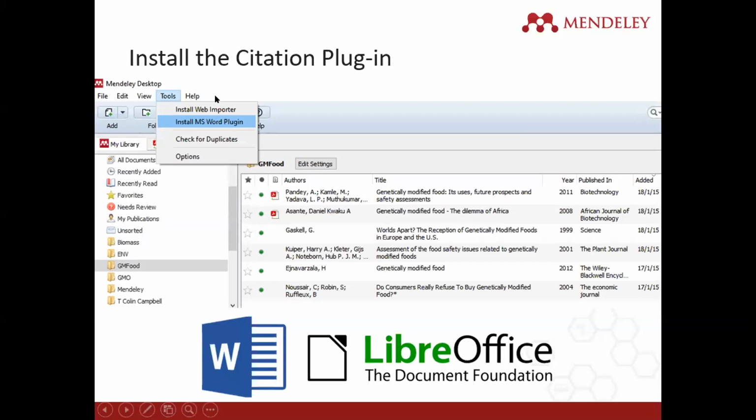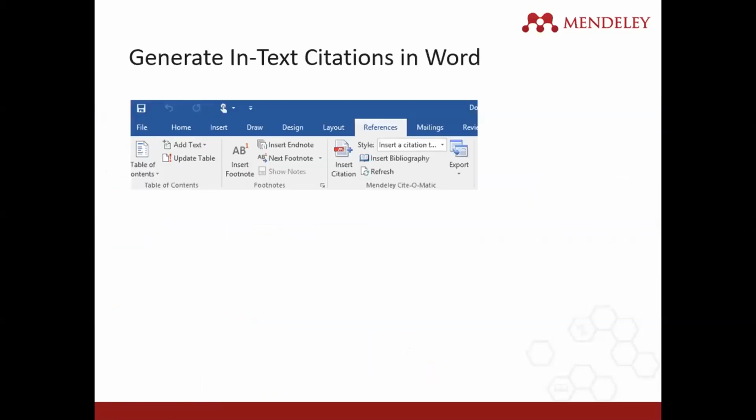So the only way to add this is through Mendeley Desktop. Okay, Mendeley Web doesn't have this feature. In Mendeley Desktop, under Tools, you just click Install Microsoft Word Plugin. Then you open up your Microsoft Word and double check under the References tab that the Mendeley citation plugin is already installed.